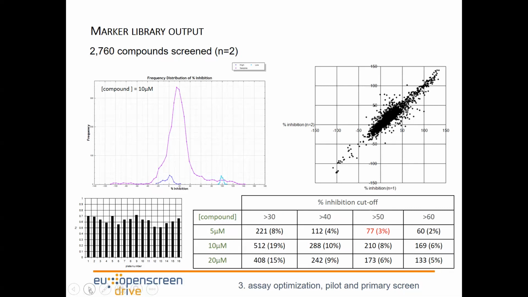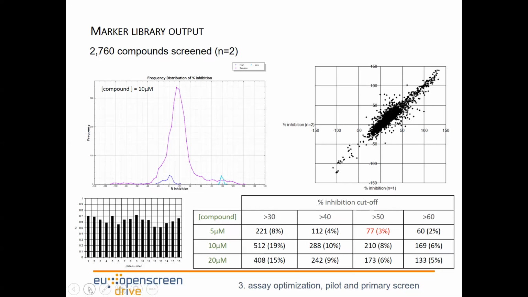So this table was used to decide what concentration of compound to use in the screen and also what could be a reasonable percentage cutoff. For most screening activities, we try and aim for a hit rate of roughly 1%. However, this is chosen and decided upon on a case-by-case basis with your whole team.